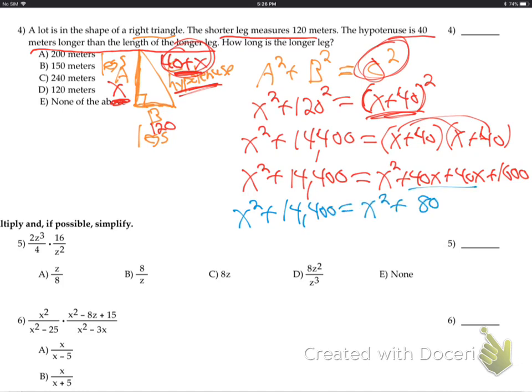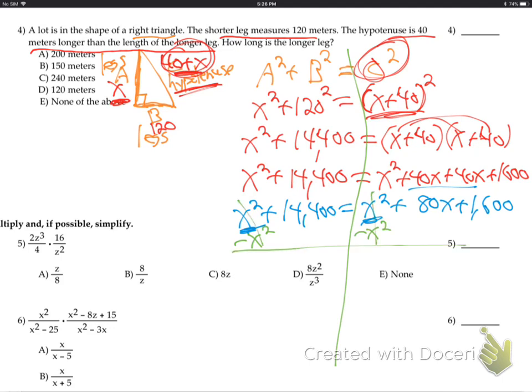All right. Let's gather some like terms here. 40x and 40x is 80x. Now notice we have x squared and x squared on both sides. What does that mean? We're going to drop them out, right? When you have the same amount of x squared, or of anything, on both sides of an equation, it's gone. Just subtract it from both sides. So 14,400 is 80x plus 1,600.